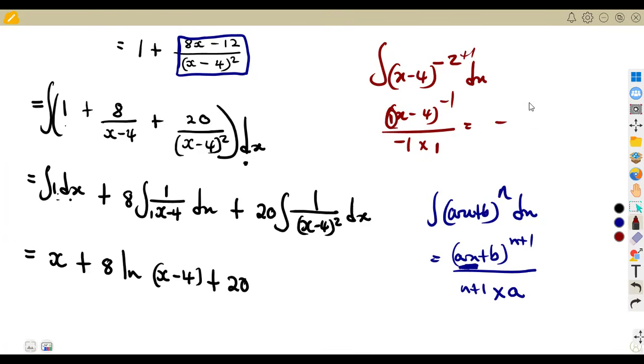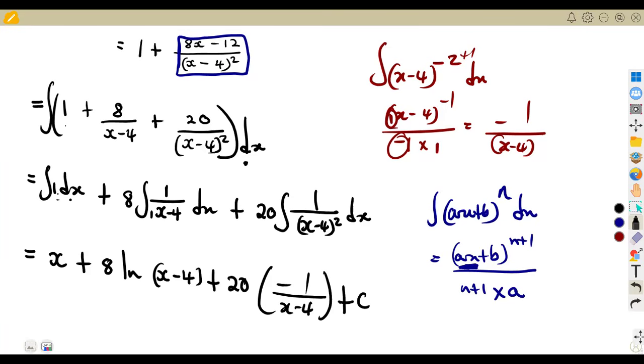So this is going to give us minus 1 over (x minus 4), right? So we take this down, then the minus here, we can write it on top. So meaning to say this whole integral that we have was going to give us minus 1 over (x minus 4) like this, plus the constant of integration. Yes, you can use the substitution method.